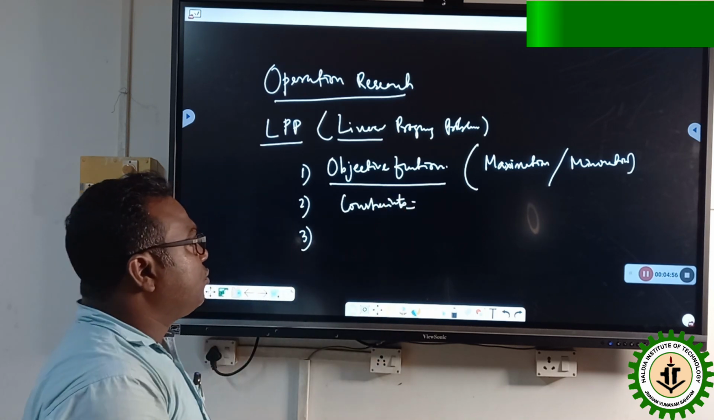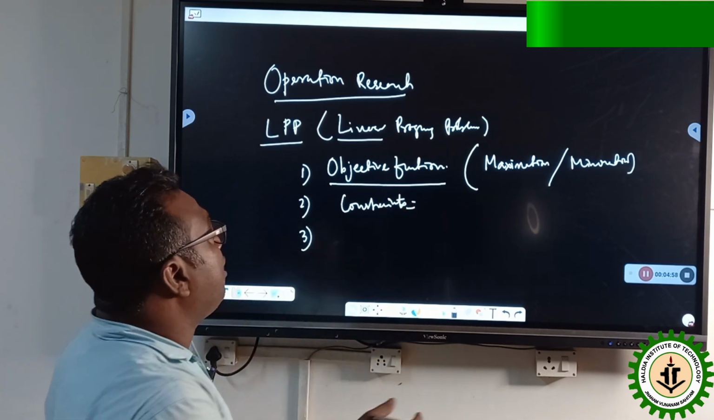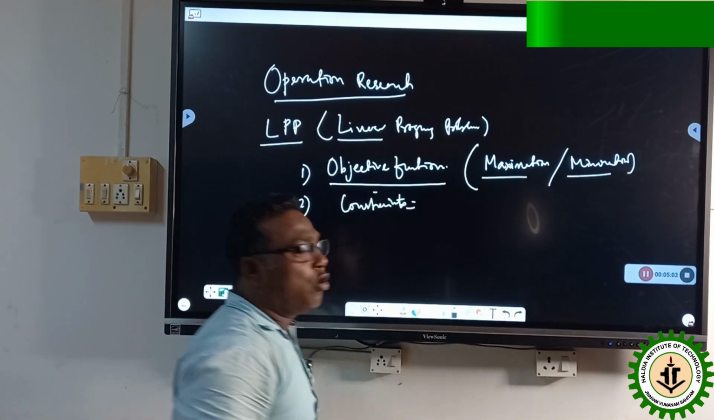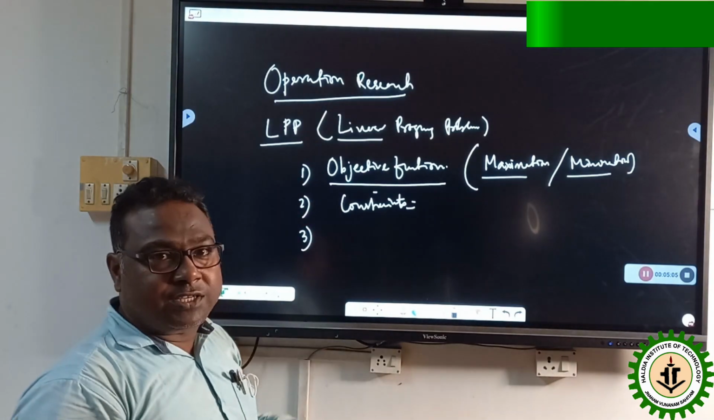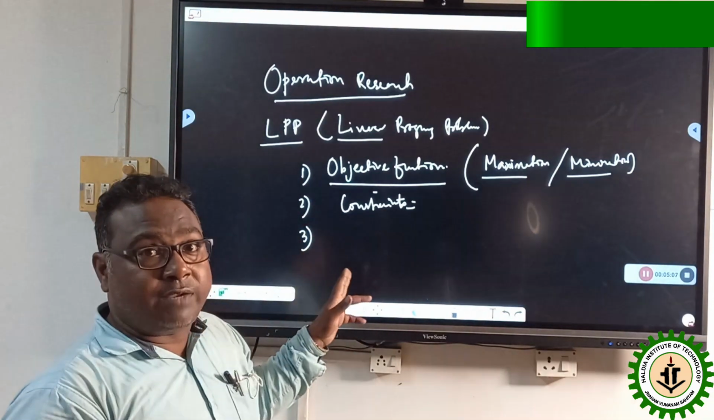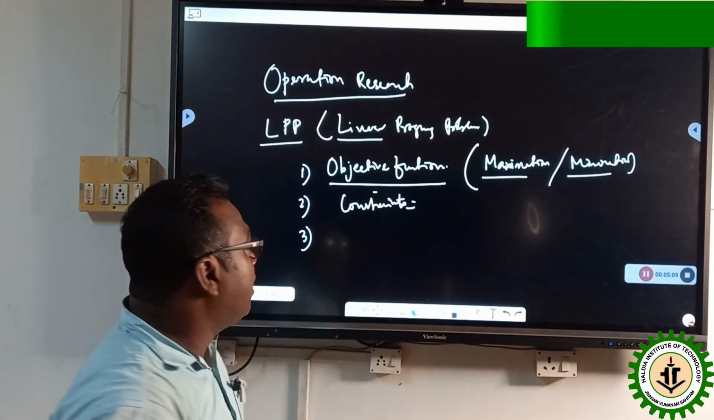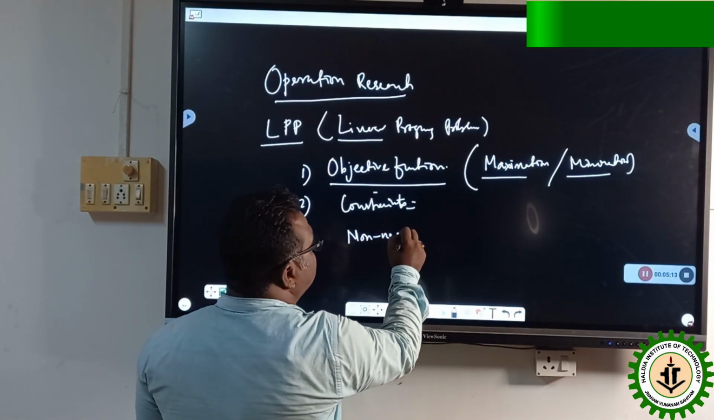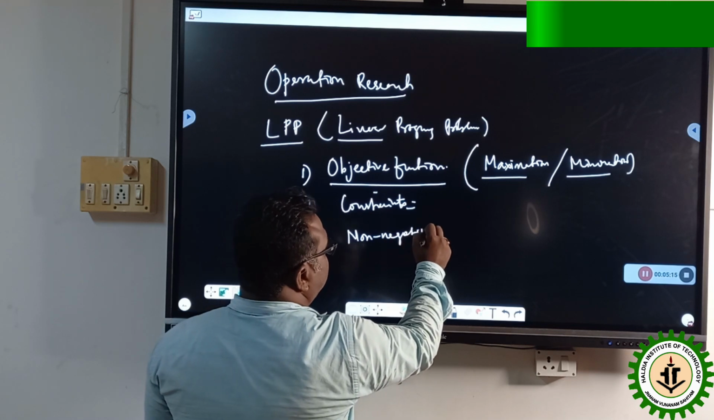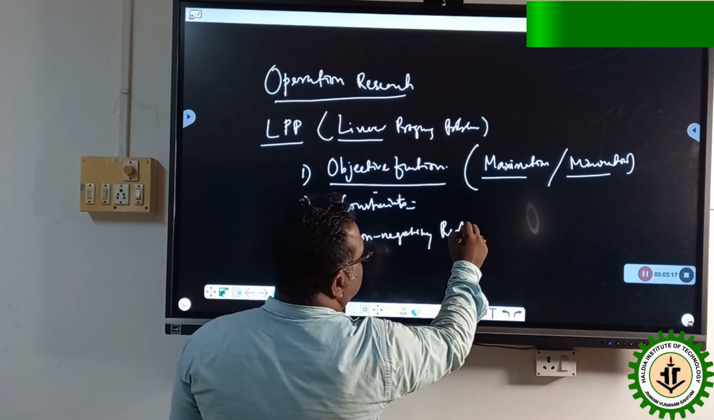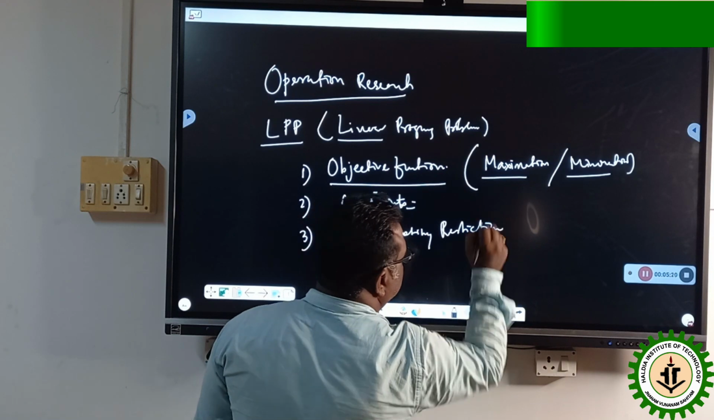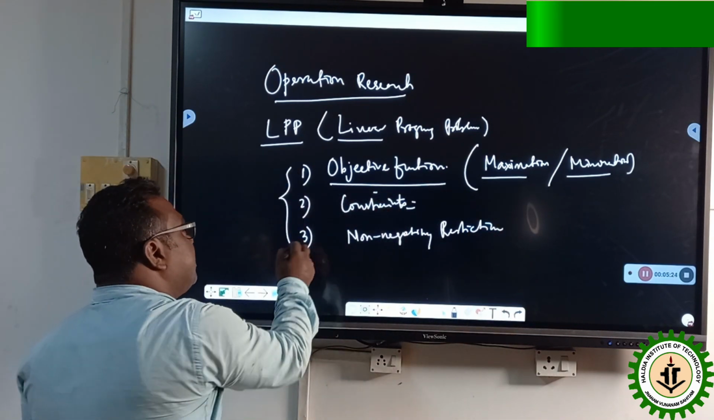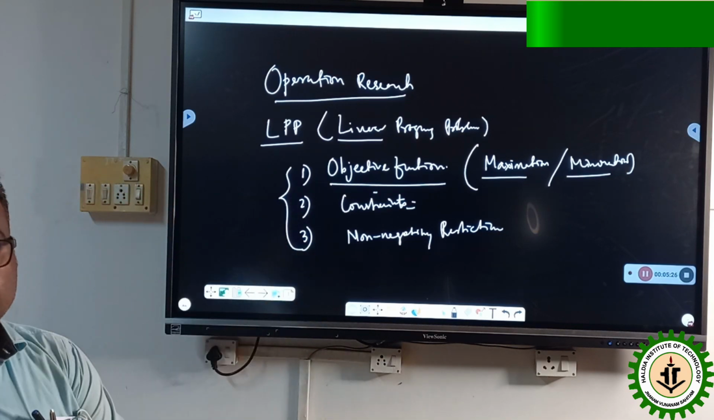Constraints mean with respect to which we will optimize. Optimize means either maximize or minimize the objective function. And at last, you must remember, this is a very important one, which is called the non-negativity restriction. So these three parts must be present in any LPP.